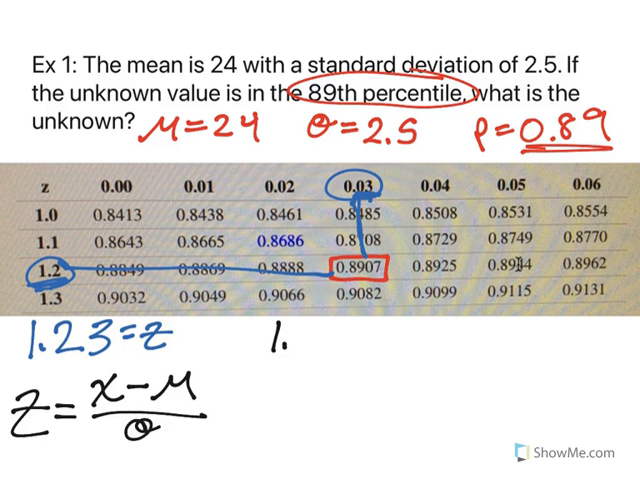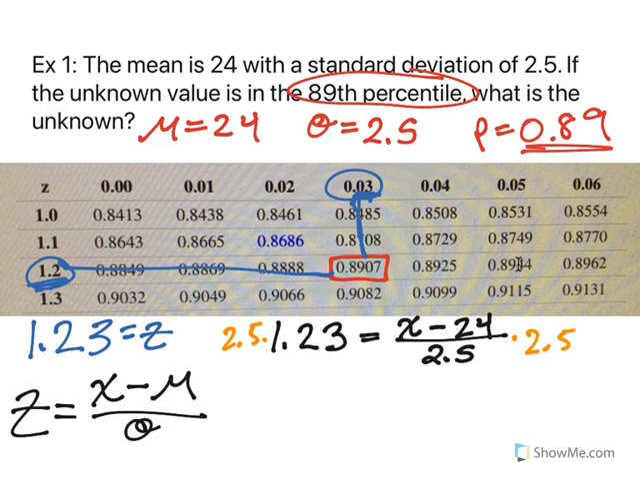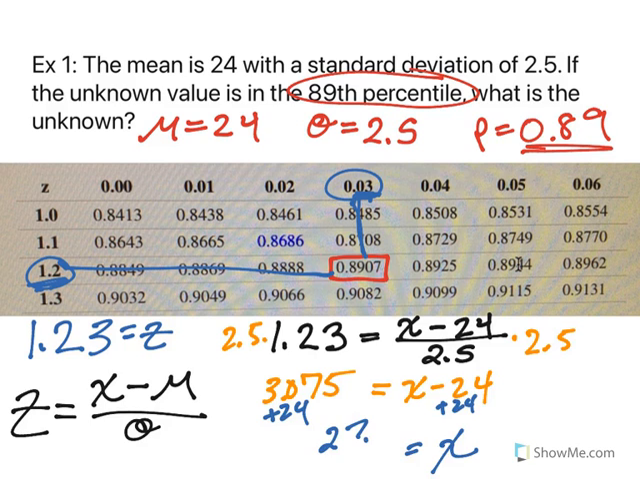So we would plug in 1.23 for z. We don't know the unknown value. The mean is 24. The standard deviation is 2.5. Now, to solve this equation, we'd multiply both sides by 2.5. That gives me x minus 24 on the right and 3.075 on the left. I would then add 24 to both sides, and my unknown value would be 27.075. That is our first example.